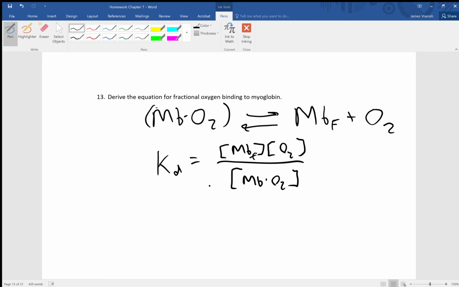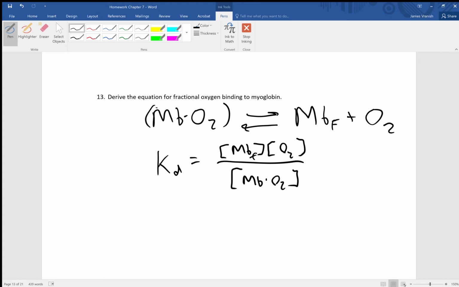Okay, so question 13 asks you to derive the equation for fractional oxygen binding to myoglobin. For ease of writing out this reaction and doing all the math, we're going to write the reaction of oxygen binding as actually oxygen release. So we're going to start with a myoglobin oxygen complex and have it dissociate into our free myoglobin and our oxygen.